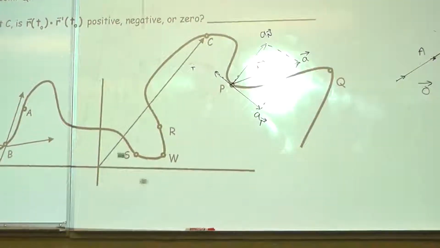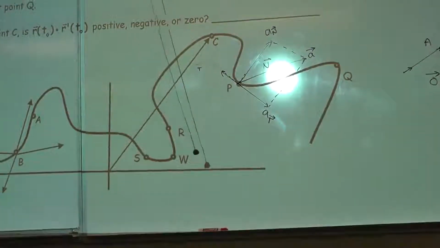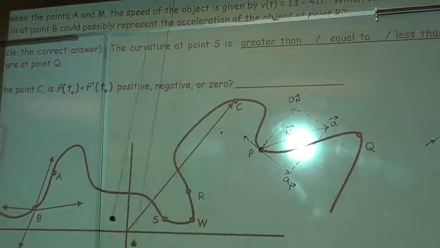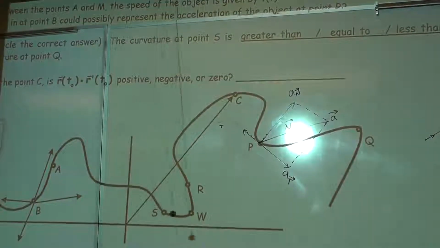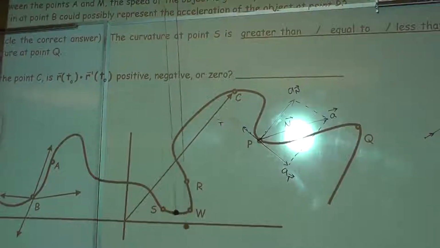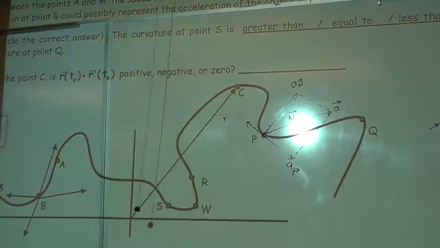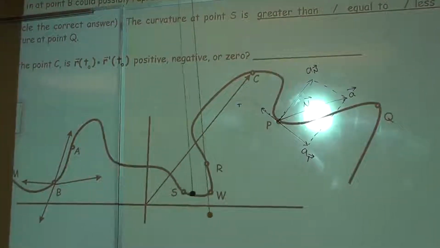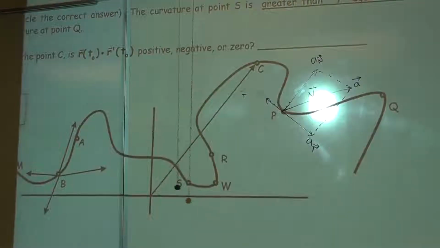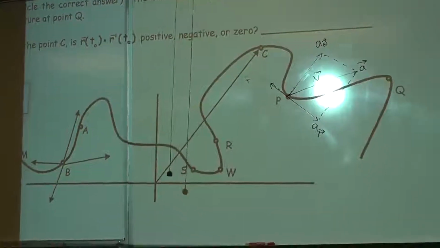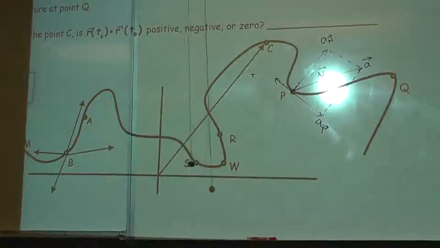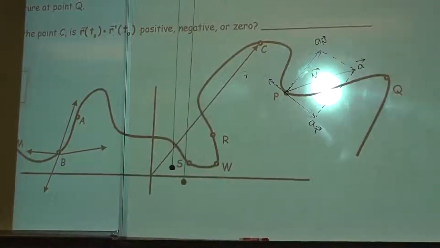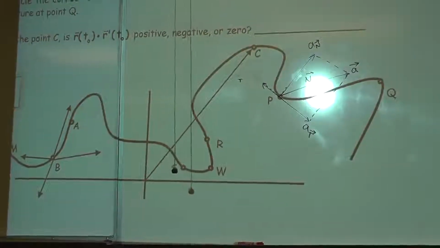Let's see. Some other things asked about this. Okay, at point P. No, a different set of points. Points R, W, and S down here at the bottom. It says, if the object maintains a constant speed as it moves from R through W, then to S, if it maintains a constant speed on that little arc, what would the acceleration vector look like at the point W?